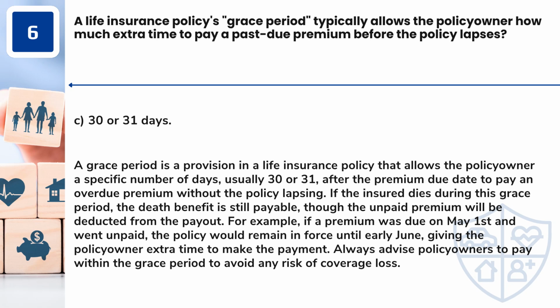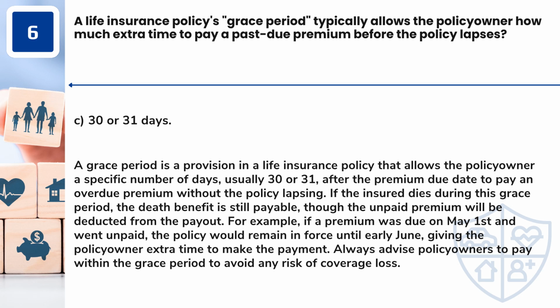Answer: C. 30 or 31 days. A grace period is a provision in a life insurance policy that allows the policy owner a specific number of days, usually 30 or 31, after the premium due date to pay an overdue premium without the policy lapsing. If the insured dies during this grace period, the death benefit is still payable, though the unpaid premium will be deducted from the payout. For example, if a premium was due on May 1st and went unpaid, the policy would remain in force until early June, giving the policy owner extra time to make the payment.